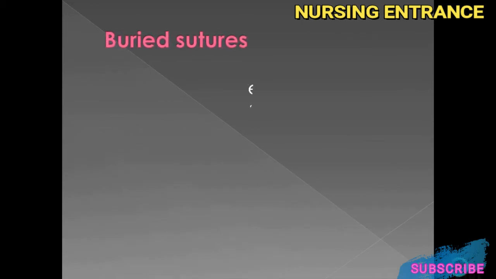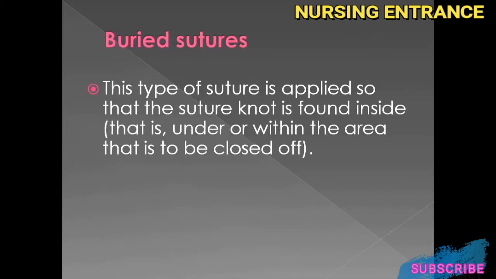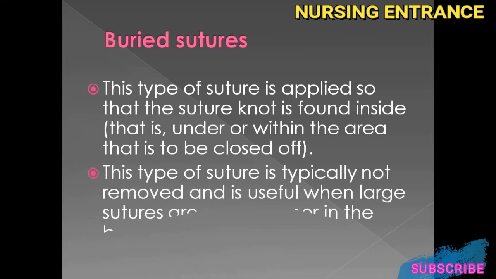Buried sutures. This type of suture is applied so that the suture knot is found inside, that is under or within the area that is to be closed off. This type of suture is typically not removed and is useful when large sutures are used deeper in the body.